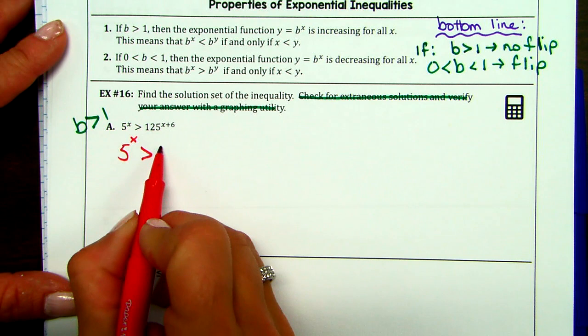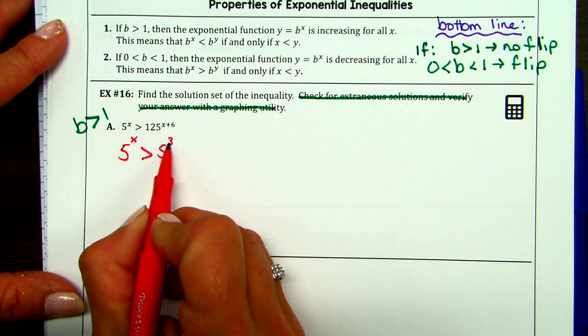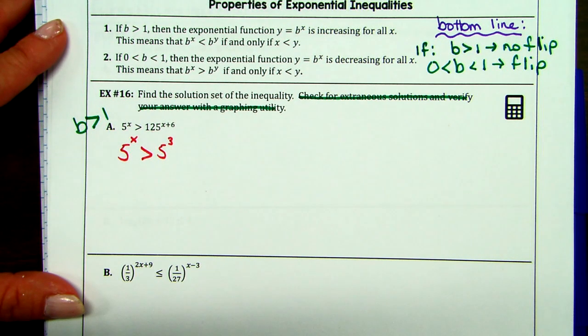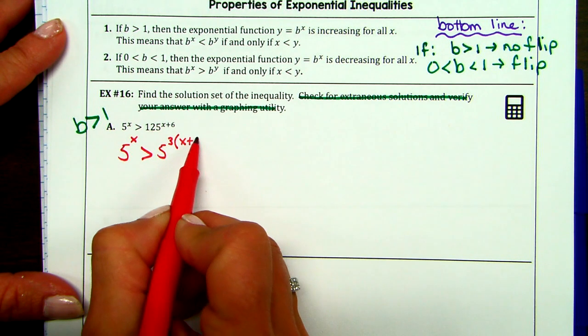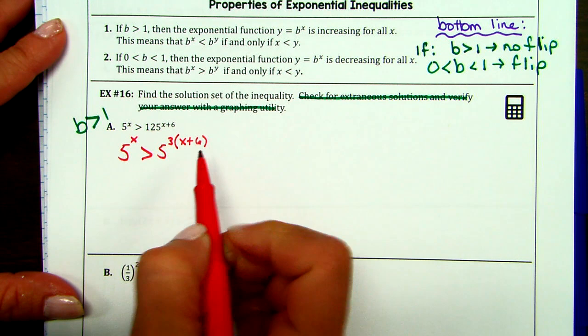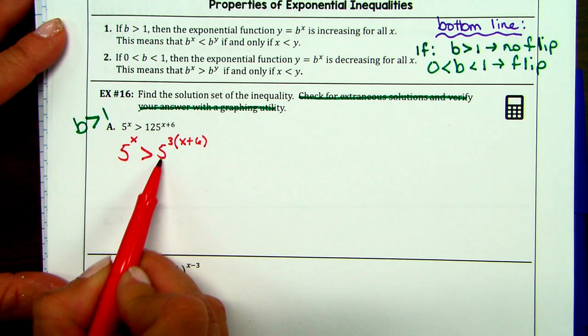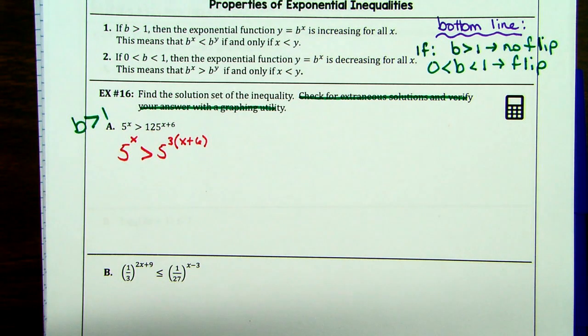And so I can change 125 to 5 to the third. 5 to the third is 125. And there's already a power up there. So whenever you have a power to a power, in other words, it's one base, 2 powers, we're going to multiply.